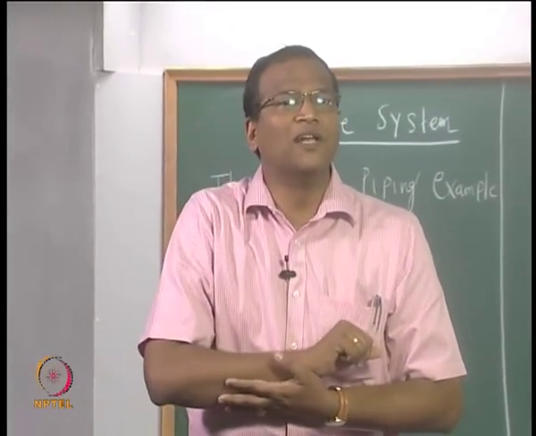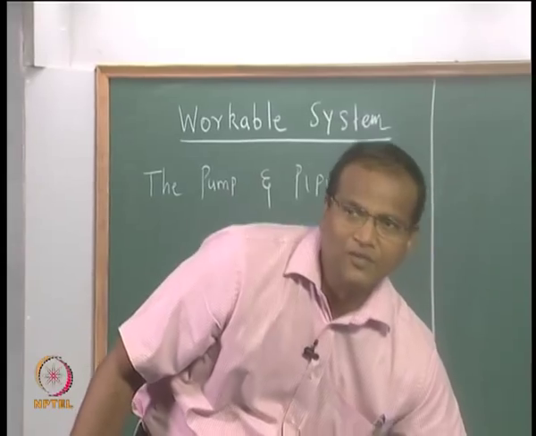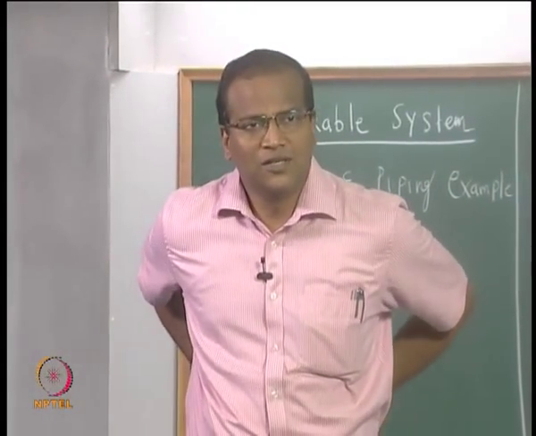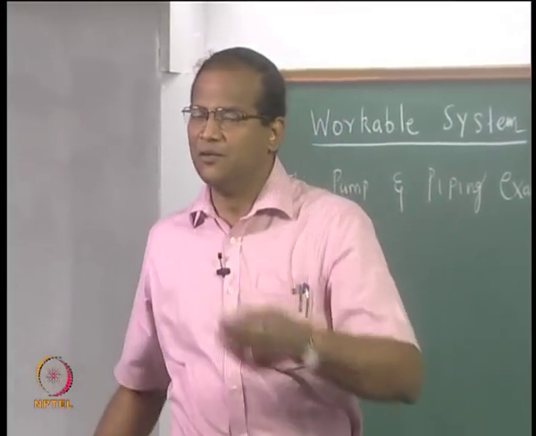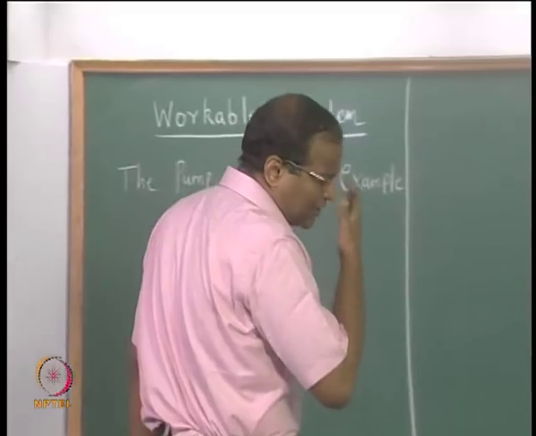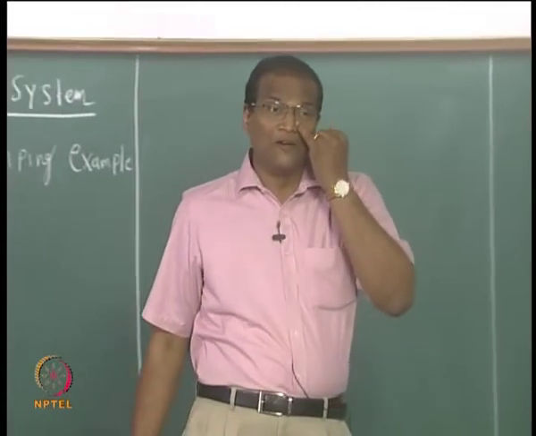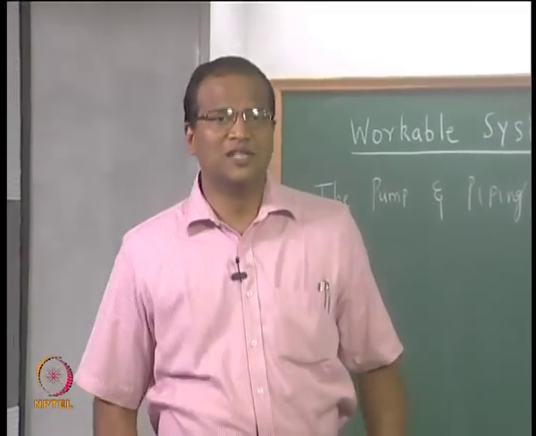or each of which may not be desirable if you decide on a criterion of desirability. What is desirable? For example, if you want a minimum total cost, then you will have to do an optimization. That is what I mentioned in one of the earlier classes. So if you consider this example, you have now designed a workable system. Now we will formally see what a workable system is.